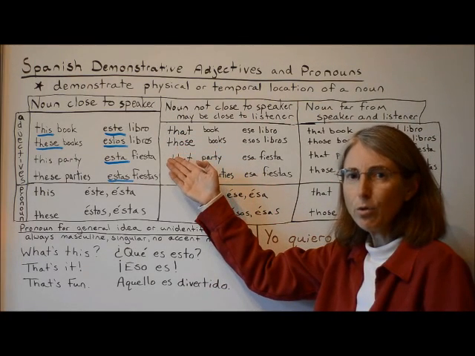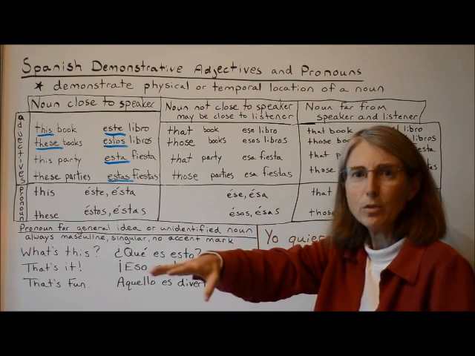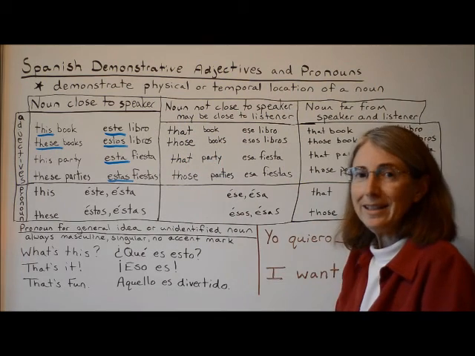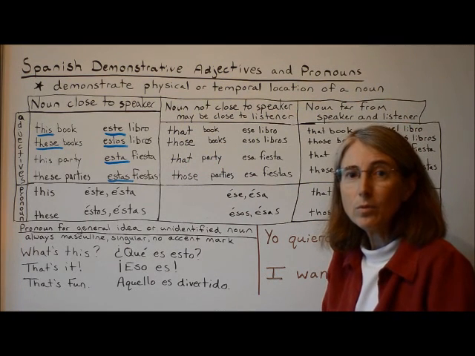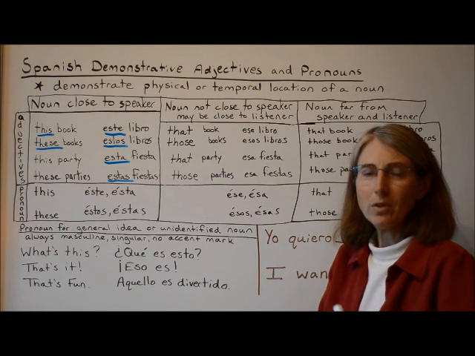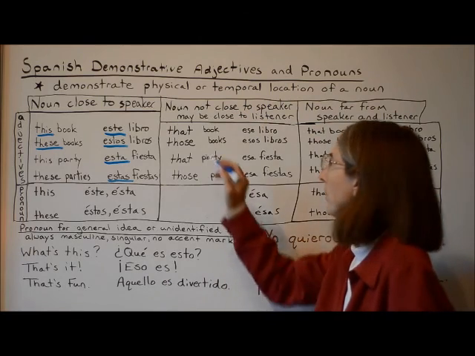We have that and those in English that we could use to talk about things that are a little bit further away from us, but maybe close to the person we're talking to. That book. And in Spanish, we would use ese libro and esos libros. This represents something that is a little bit further away from me, but could still be close to the person I'm talking to.